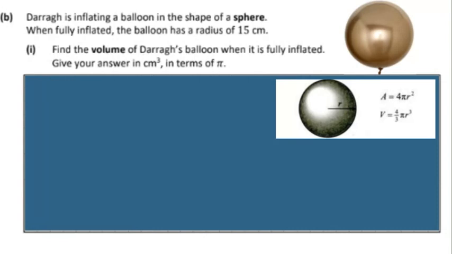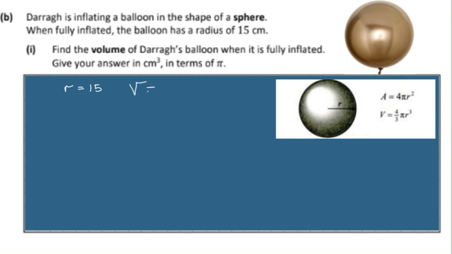Part B, now we have a sphere. So what's the change in the sphere? Well, we don't have a height. We have 4 over 3 pi r cubed. So what we have here now is a new shape and a new dimension. r is equal to 15, and the volume is over here. So we're going to substitute everything in.